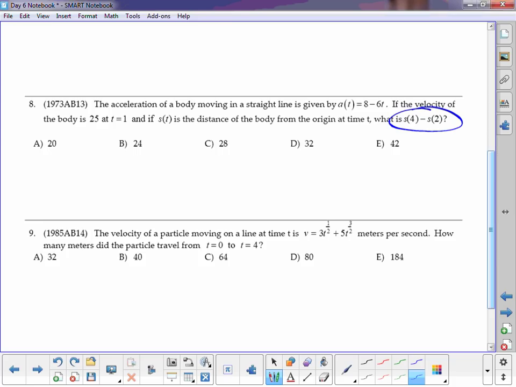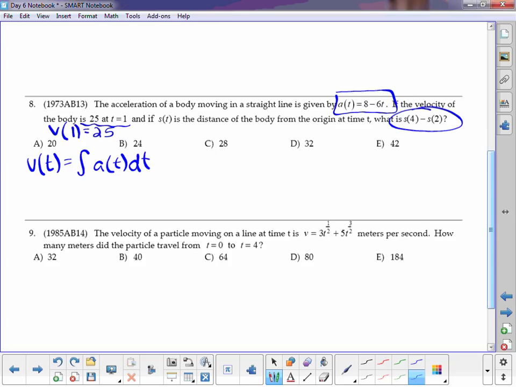So, we need our velocity. But we don't have velocity. They gave us acceleration here. But they did give us this initial condition for velocity, so we know that v of 1 is 25. Do you agree with that? Does anyone agree with me? Yes. Okay. Alright, but I do know that velocity is simply the integral of acceleration.